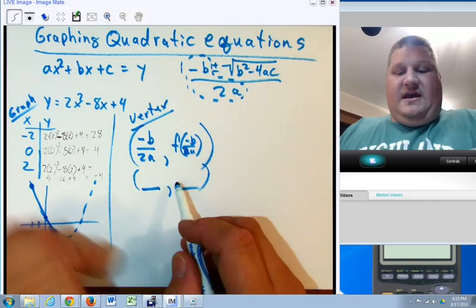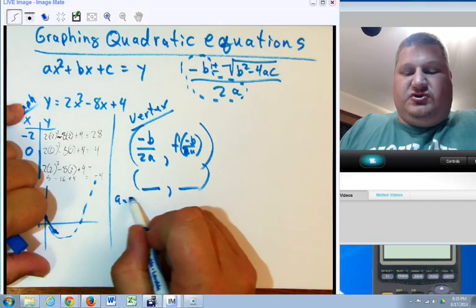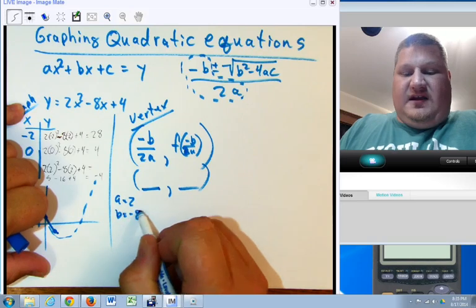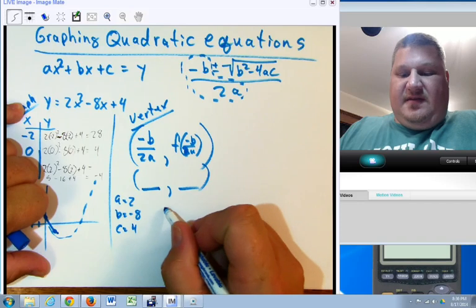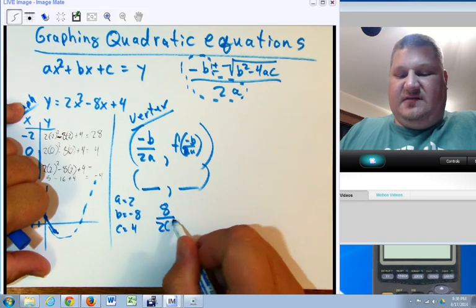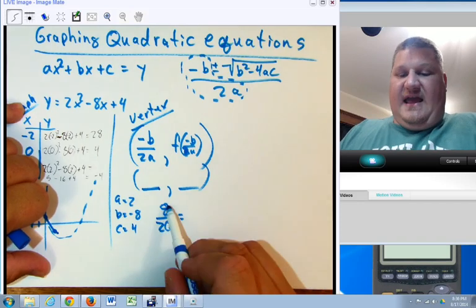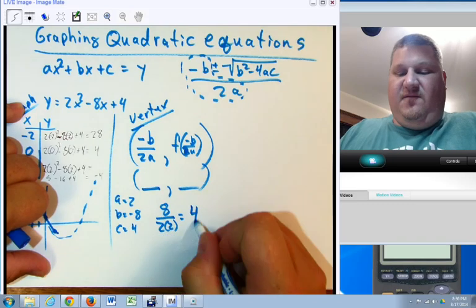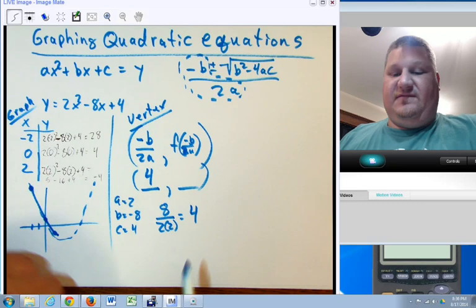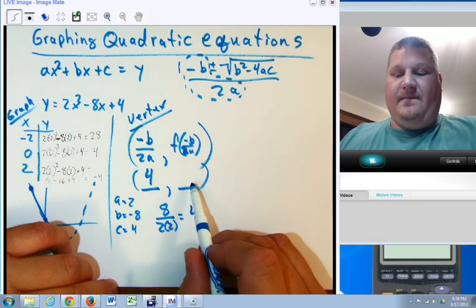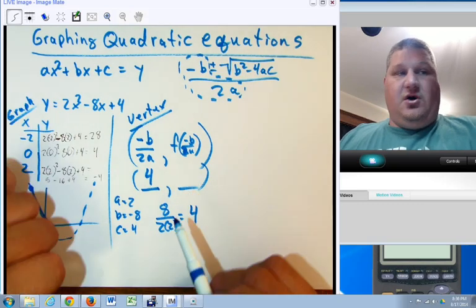Well, in our case, a equals 2, b equals -8, c equals 4. So if I say opposite of b, that'd be +8 over 2 times a, which is 2. So I say 8 over 2, which is 4. My x component is 4. Now all I have to do to find the y component is plug it in. So let's do that now.